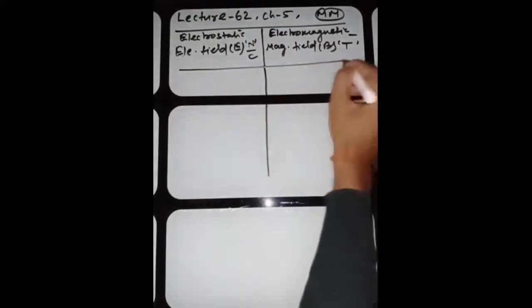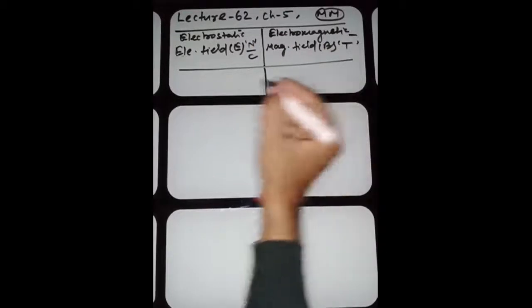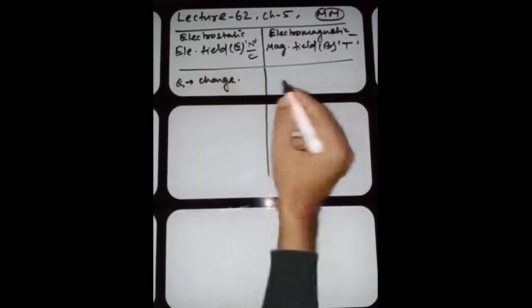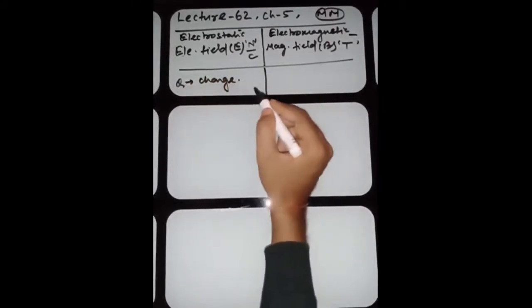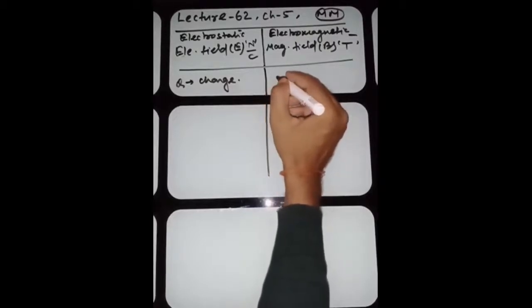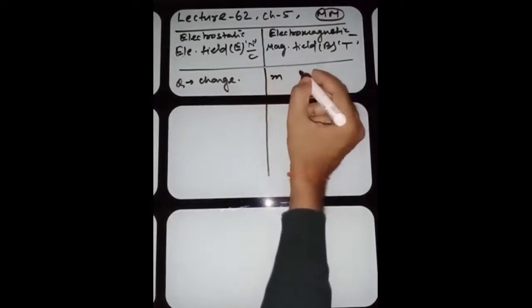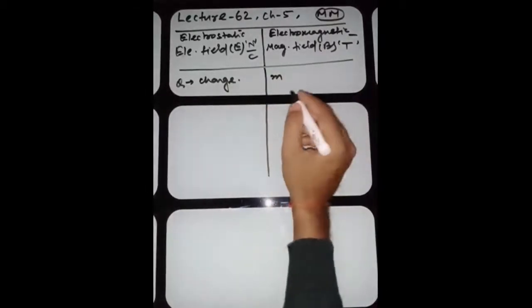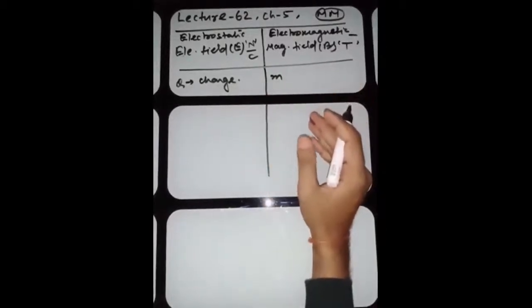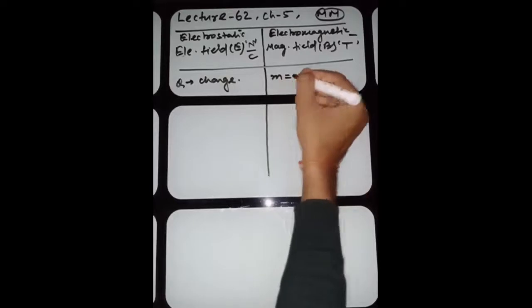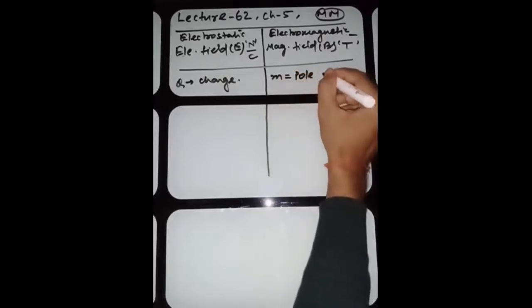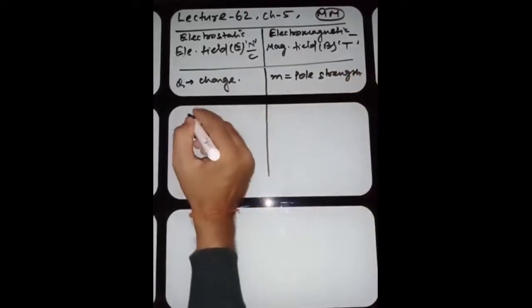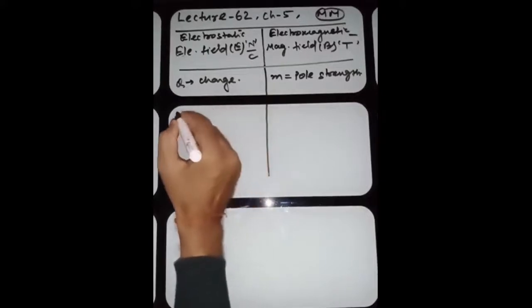We started our chapter in electrostatics with a charge Q. As this Q is the charge working in electrostatics, here the pole strength will work. It means in the formula, if you replace this charge Q by M, you will see the formulas or the equations are very similar. M was the pole strength.